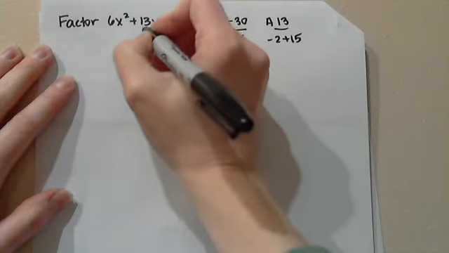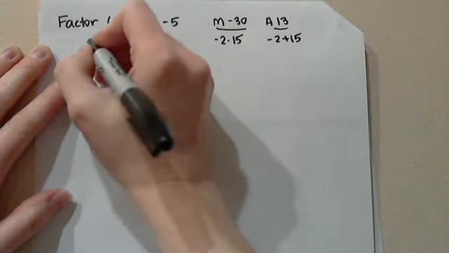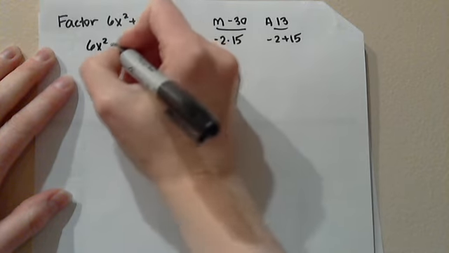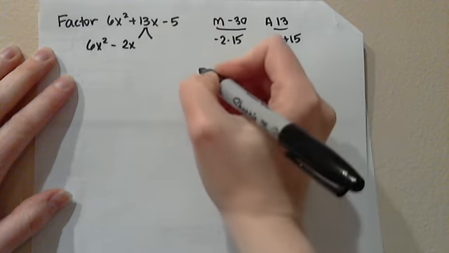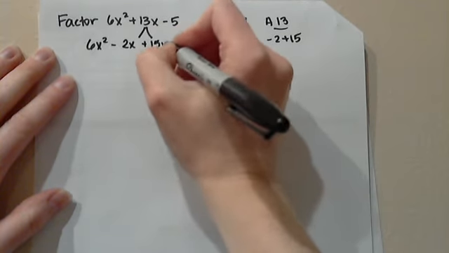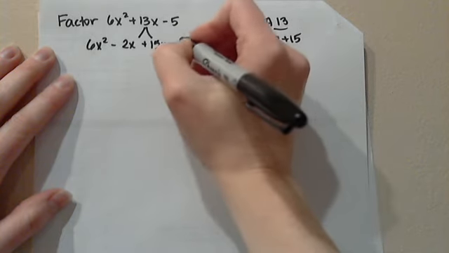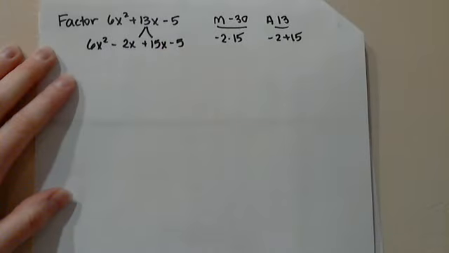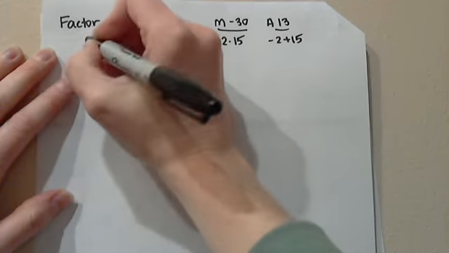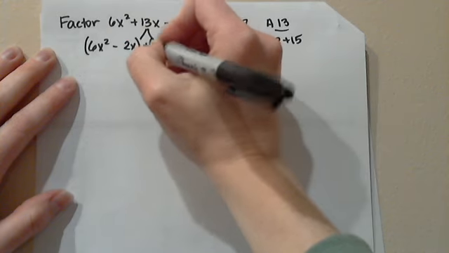So with the AC method, we're going to go ahead and rewrite the problem. We'll keep the 6x squared, but we're going to split up the 13x into the numbers that we just found. So negative 2x plus 15x, and we'll keep the minus 5 at the end. Now, we've rewritten the problem so that it has 4 terms, and with 4 terms, we factor by grouping.